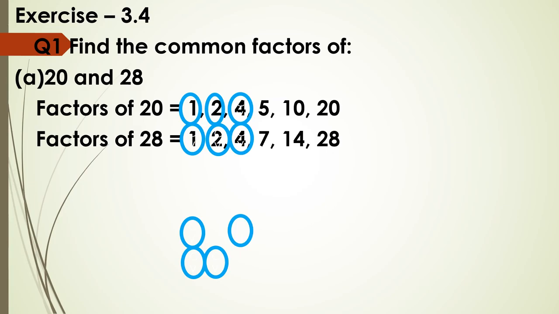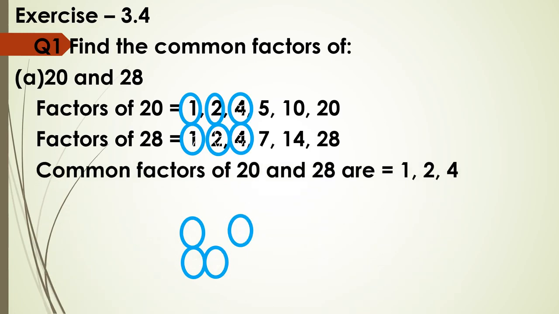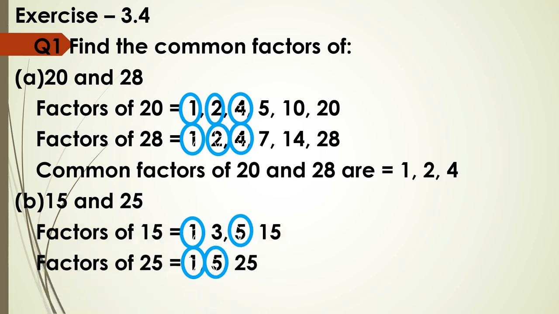Now find out common factors of 20 and 28, means which are present in both. That is 1, 2 and 4. These are the three factors which are present in both. I have encircled also. In the same way, you have to find out the common factors of 15 and 25. Now see question number 2.